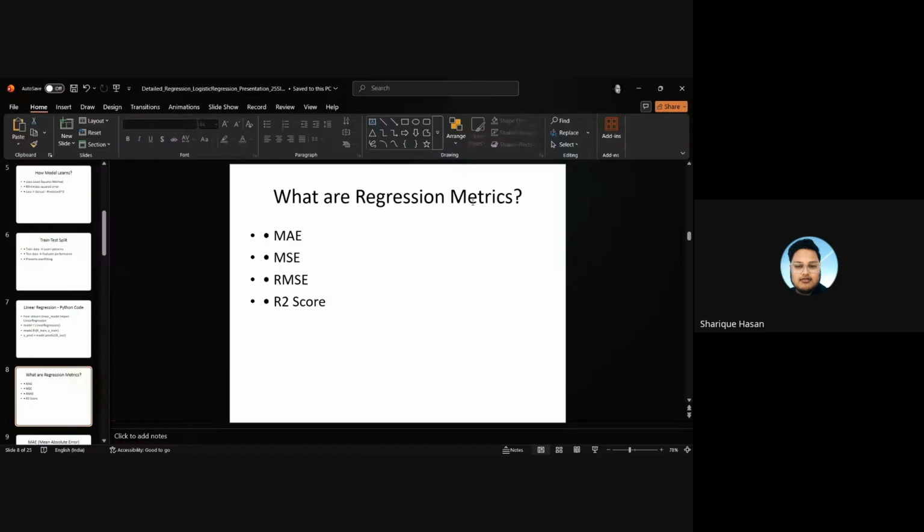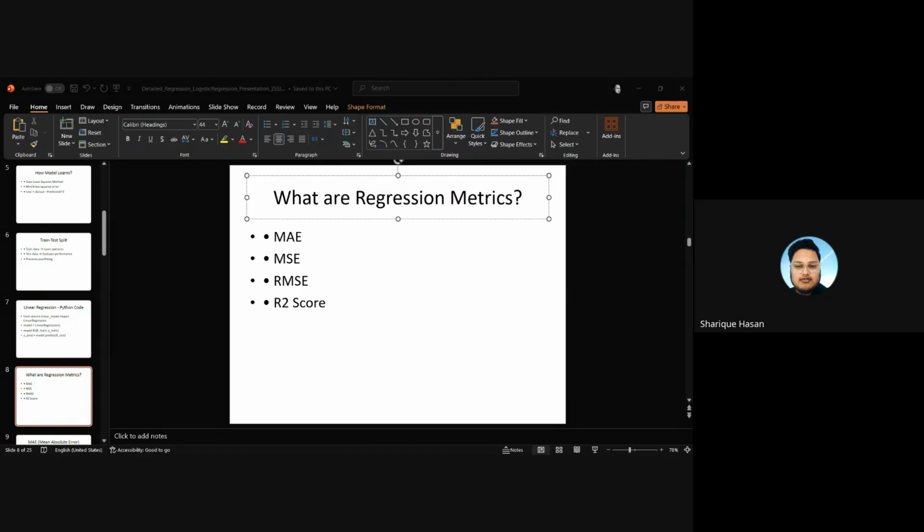And what are regression metrics? We have four regression metrics: MAE, MSE, RMSE, and R2 score. If you remember, I have already explained them in previous classes, and I told you we would come back to this when we learn the regression model. I think you all know about it. How many of you know about these metrics we have already discussed? Tell me in the chat box.